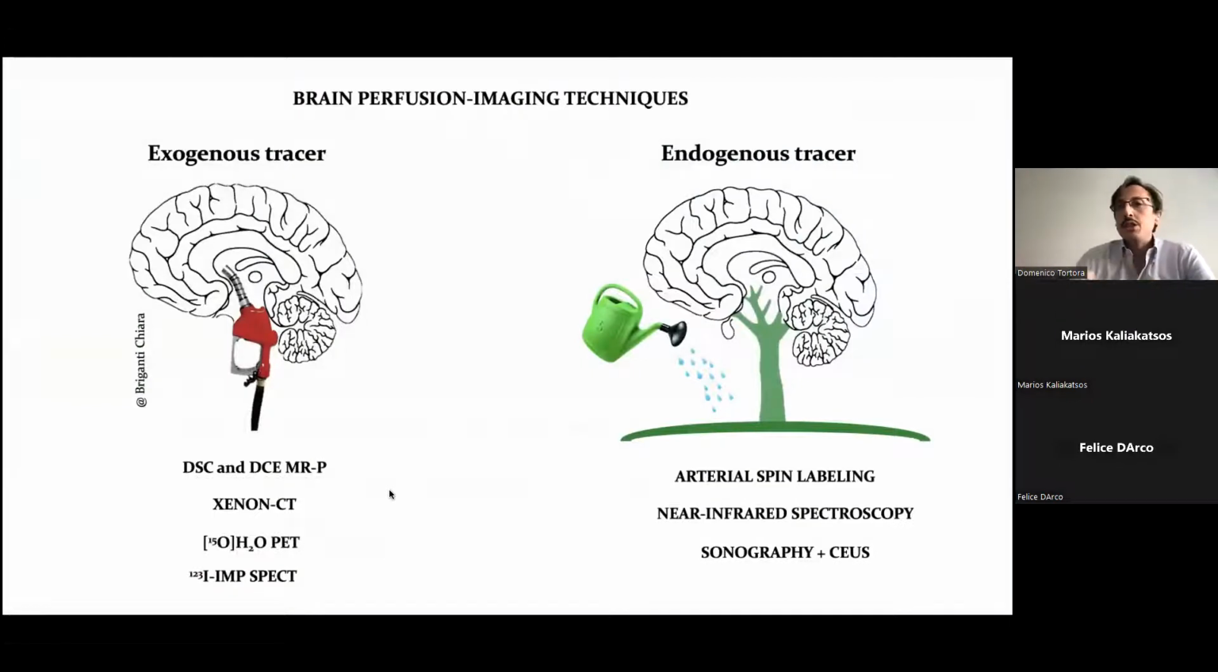Brain perfusion in children has been evaluated using many techniques. These techniques can be divided into two main groups: those requiring the injection of an exogenous tracer and those using an endogenous tracer. And you can see that arterial spin labeling belongs to this second group.